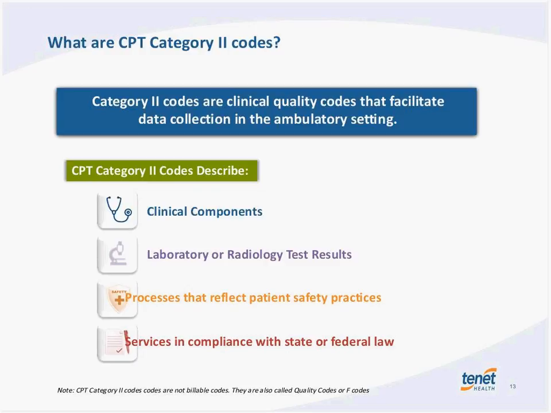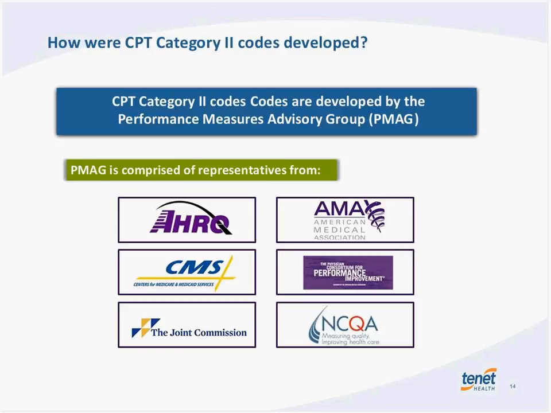They typically describe clinical components, lab or radiology test results, and processes that reflect patient safety practices. CPT Category 2 codes were developed by the Performance Measures Advisory Group, and that is comprised of entities you have heard about, such as CMS and Joint Commission, among others.